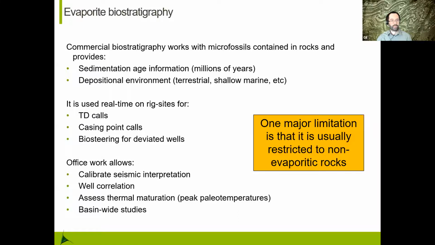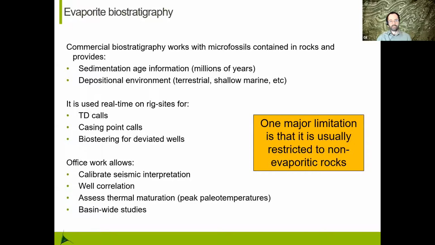There's a lot that you can do with biostratigraphic data, but these are the two main areas where it's still used today. It can be used in real time on rig sites, for example, for TD calls. If your TD is at a specific stratigraphic interval, you can have a biostratigrapher on site observing samples in real time, and he or she will be able to tell you if you've reached the depth or the interval that you're searching for, also for casing points. And especially if you're working with deviated wells and you want to keep, for example, within the reservoir interval, then biostratigraphy, what is called biosteering, can be very, very useful.